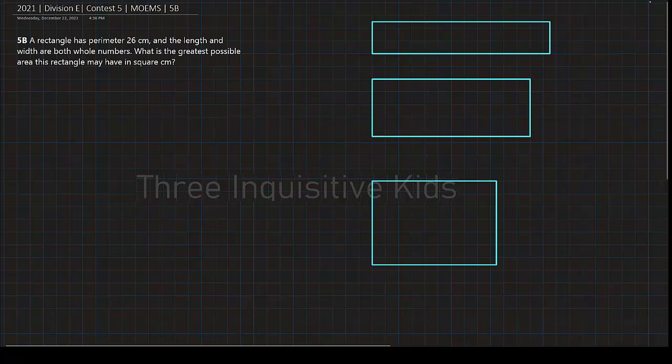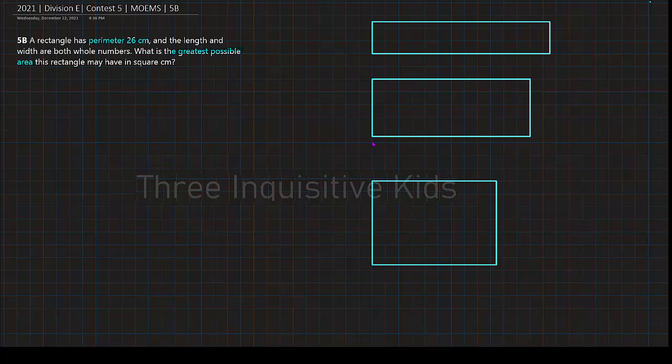5b. A rectangle with a perimeter of 26 centimeters and the length and width are both whole numbers. What is the greatest possible area this rectangle may have in square centimeters? As you can see, I already drew out a couple of rectangular models that we might use.